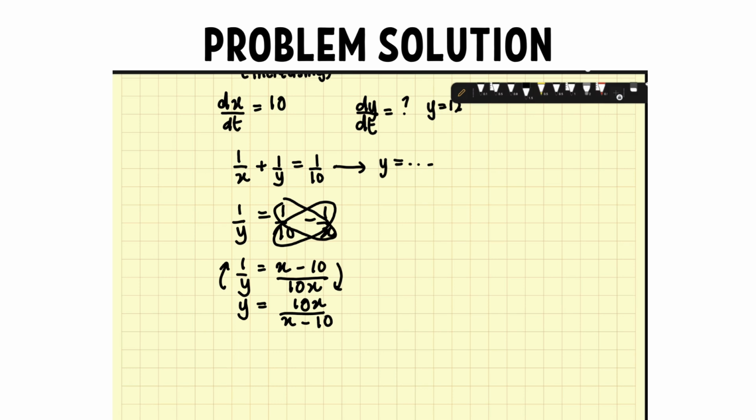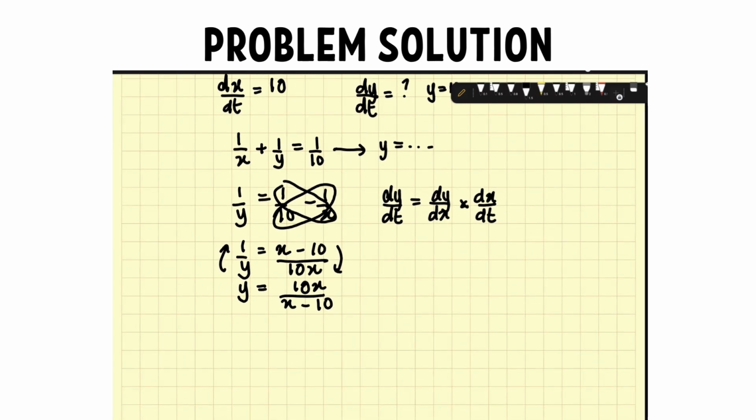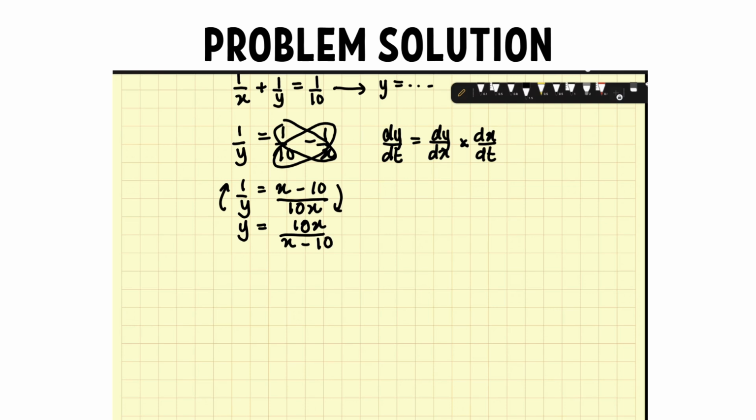And then when we want to find dy/dt, we will have to use the chain rule method, which is dy/dt = dy/dx times dx/dt. The question already gives the value of dx/dt, which is 10, and then we just have to find the value of dy/dx. So we have to differentiate y in terms of x using the quotient rule method. So dy/dx = (vu' - uv')/v².